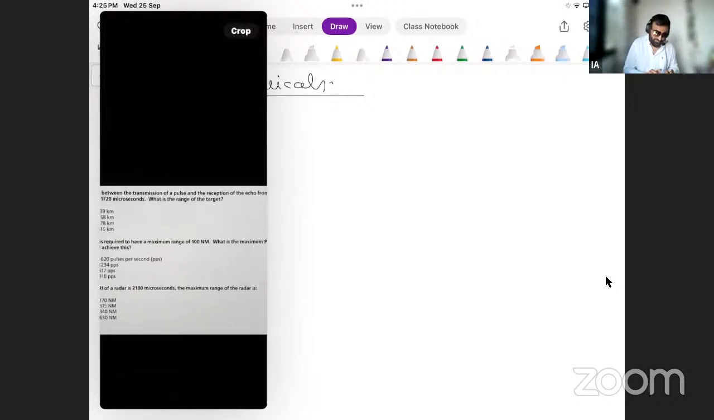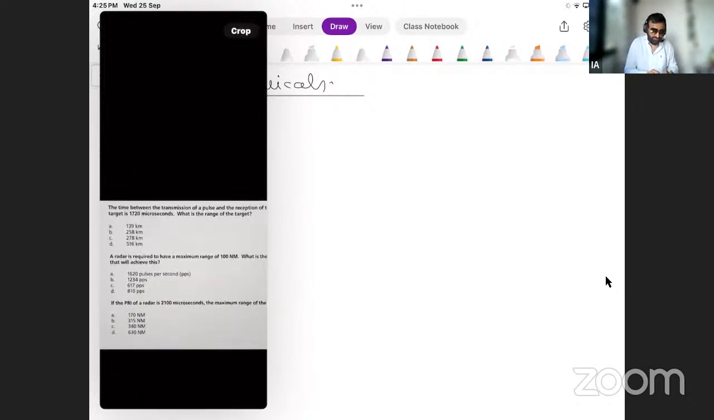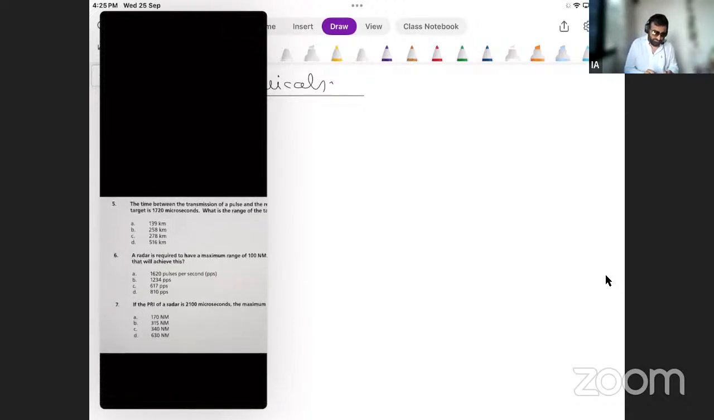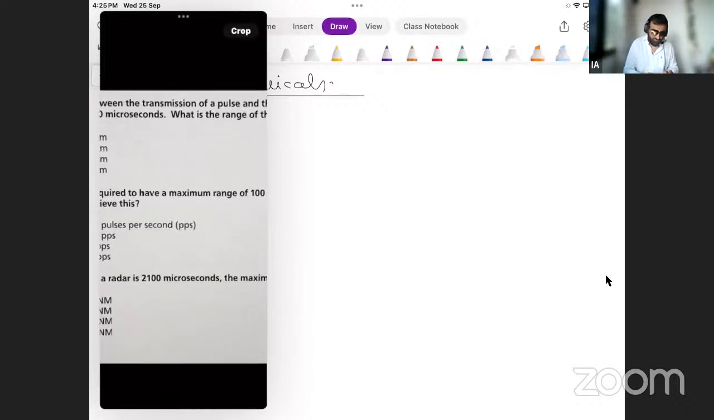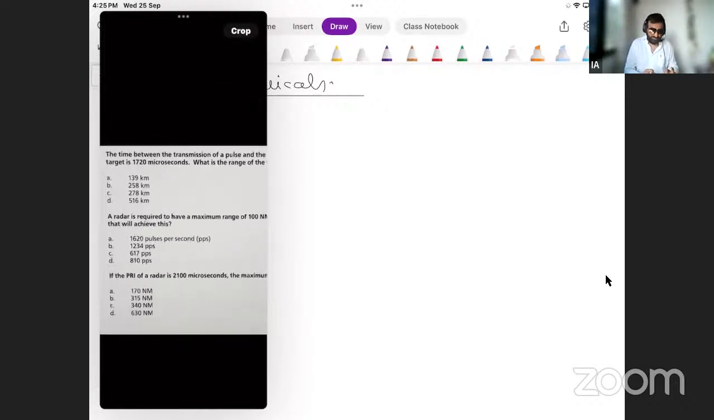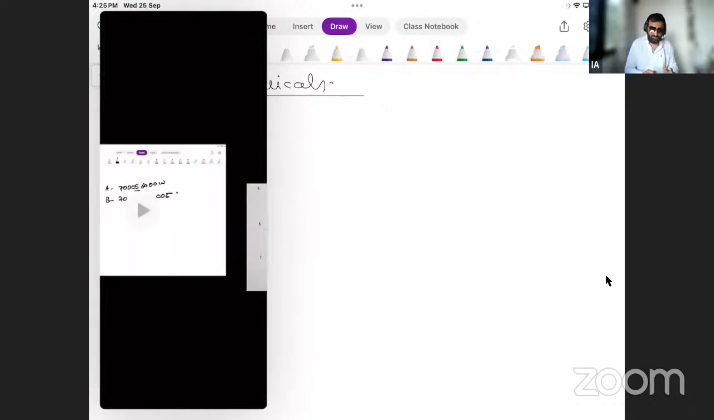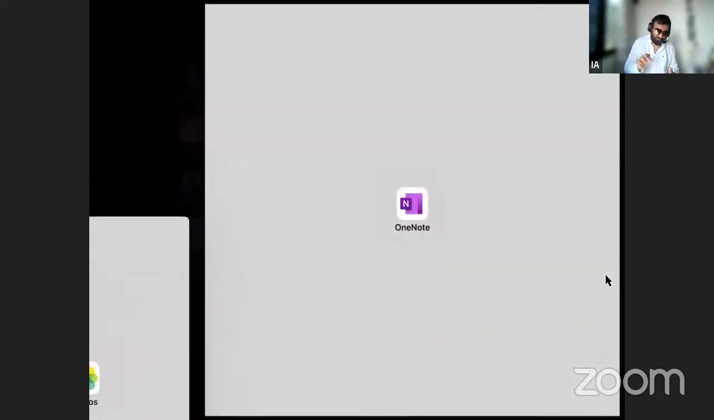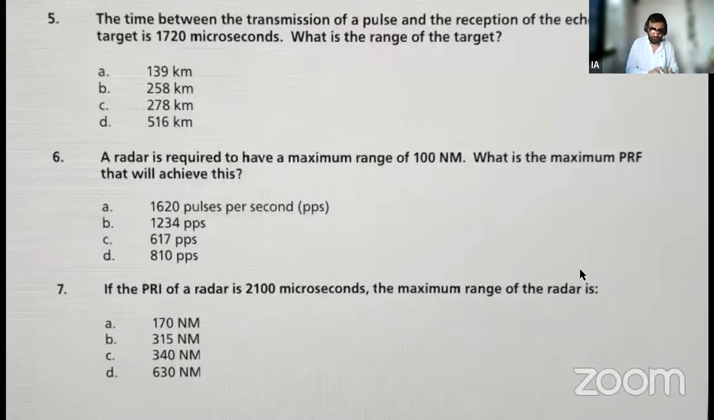In question number 5, we have just an interval given to us in microseconds, 1720 microseconds. In question number 7, we have been given an interval of 2100 microseconds. So PRI is the time interval that we need in range formulas. So question number 5 and question number 7 is what we are solving right now.